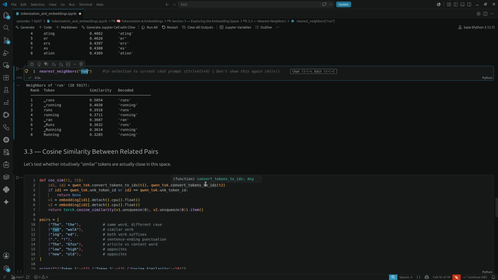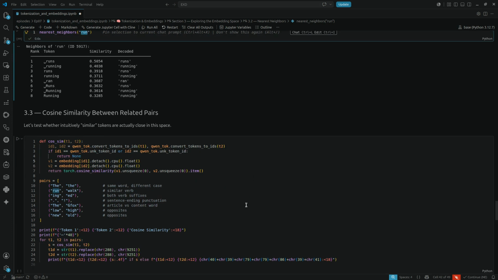We're not setting this up. We're using Qwen's actual vocabulary space, its embedding matrix, taking random points from it and actually doing sort of experimental science on it. We're pulling terms and seeing how they're related to each other. Okay.